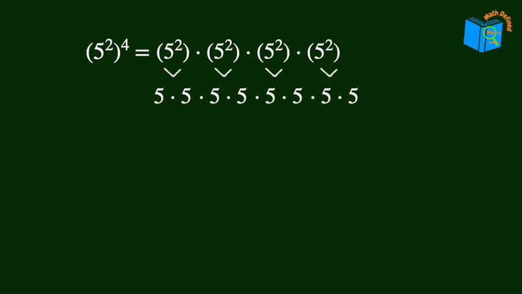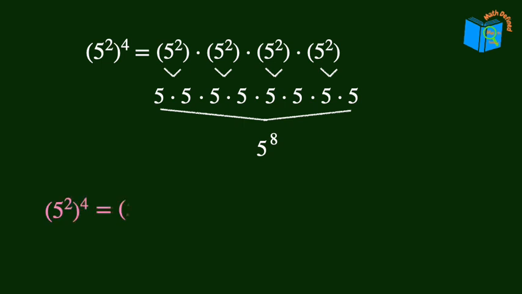The last step is to write this product of 5's as a single power. Since the 5 is the factor being repeatedly multiplied to itself, it is the base. And we count the number of 5's we have here, which is 8, and that is the exponent, resulting in 5 to the 8th power. Do you see a pattern?